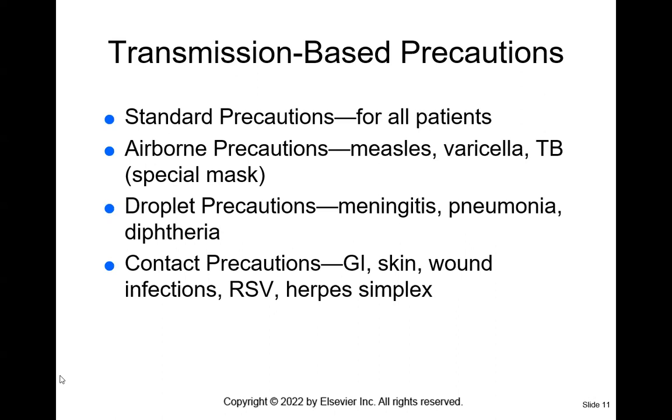Okay, when we think contact precautions, that means direct contact. So we think skin, the GI system, so gastrointestinal system. When I say gastrointestinal system, that's anything from the mouth to the anus, okay? Everything in between. So wound infections can be contact, like the example I use with MRSA, okay? RSV, that is respiratory syncytial virus. Unfortunately, that does attack our pediatric patients, right? They're one of the most vulnerable populations. And the herpes simplex virus is also another kind of contact precaution.